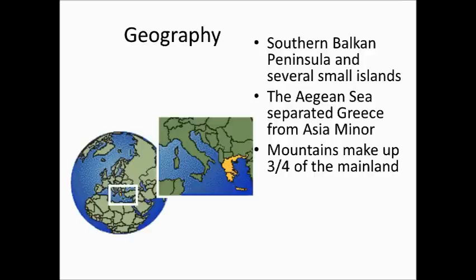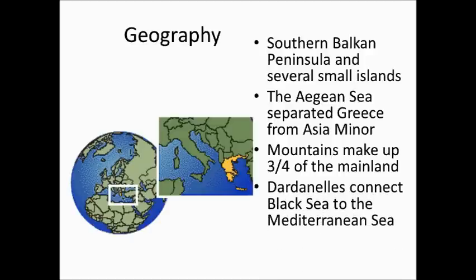Okay, now one of the things you need to know is that the mainland of Greece is very, very mountainous. As a matter of fact, about three-fourths of the mainland is made up of mountainous territory. So much so that Greek city-states that might be just 25 miles apart would take 2.5 weeks to travel to and from those cities. Now, the Dardanelles Strait that we talked about is the sliver of water that allows the connection between the Black Sea and the Mediterranean.